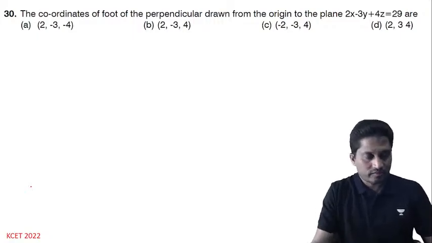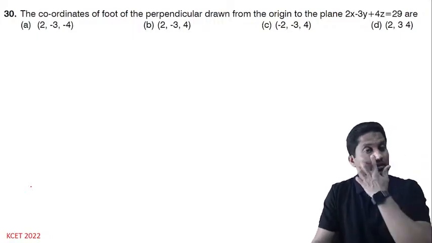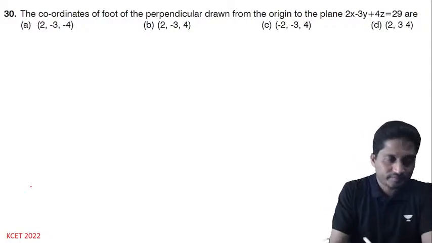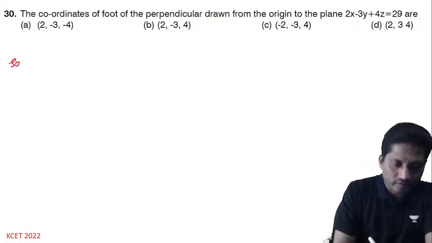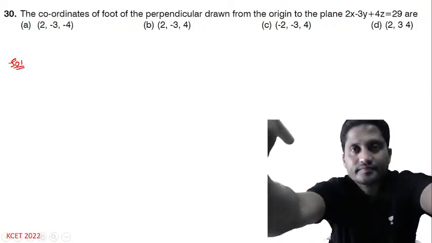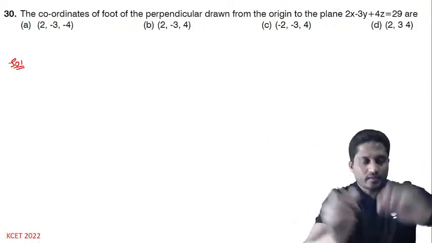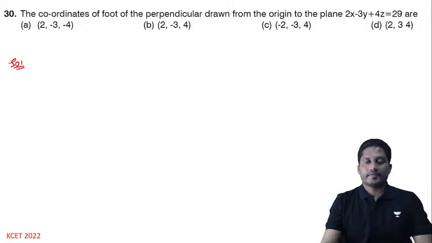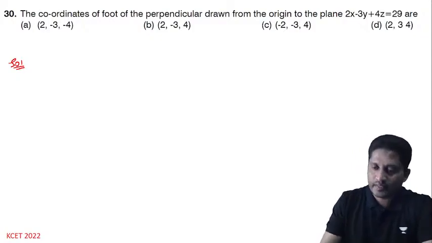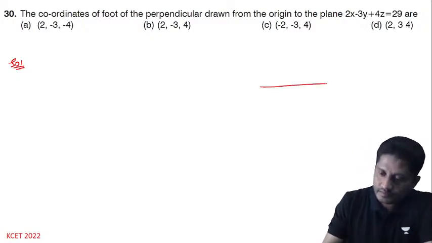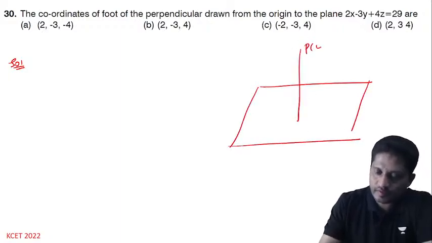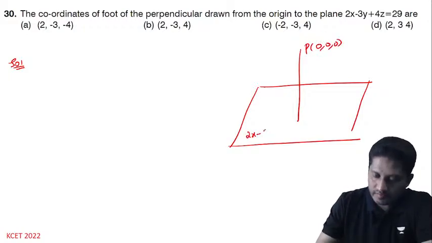Let us start. So we have done up to question number 29. So question number 30. The coordinates of the foot of the perpendicular drawn from the origin to the plane. Okay, the plane equation is 2x minus 3y plus 4z minus 29, that is minus 29, is equal to 0.